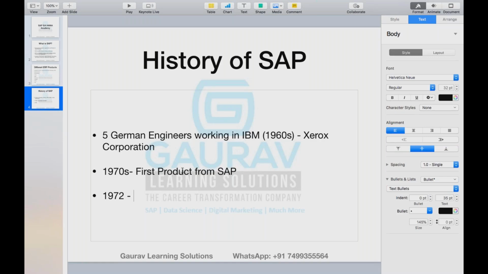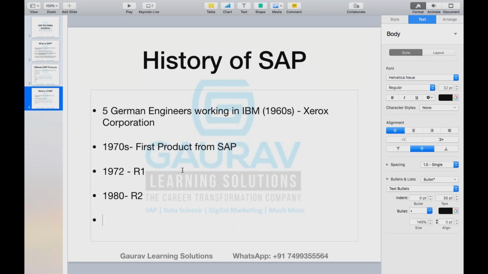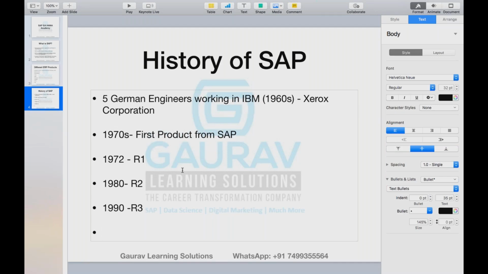So in 1972, the product that they came up with, let's say it is R1. Okay, I'll tell you what is R1, R2, and R3. Somewhere in the 1980s, they came up with R2. This is just for example, I'm not putting the dates. No need to worry about the dates because we don't need to go into that much detail, but we need to understand that the development is happening throughout the years. So in the 1990s, they came up with R3, or maybe, yeah, in 2005, they came up with ERP.